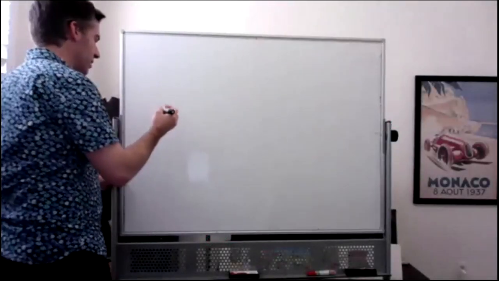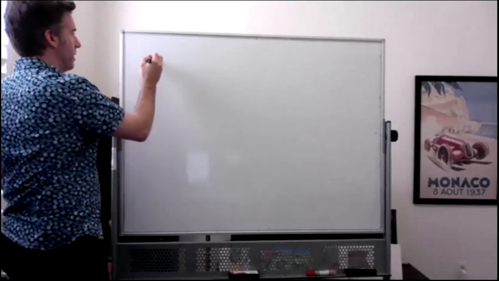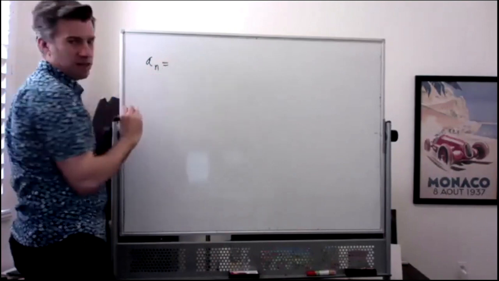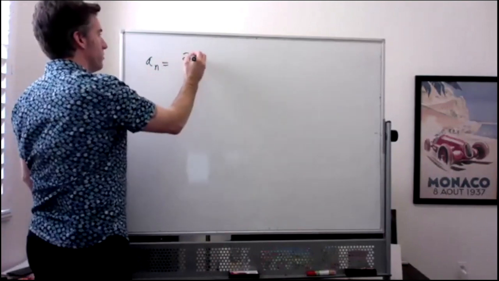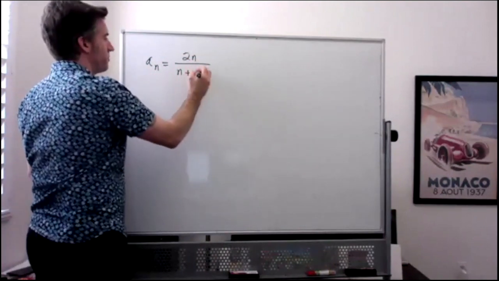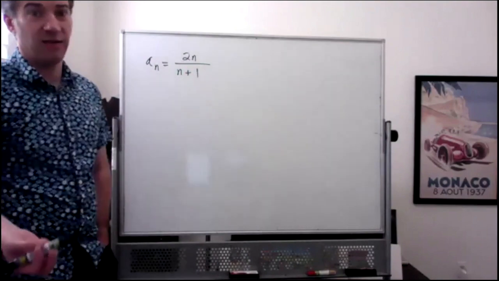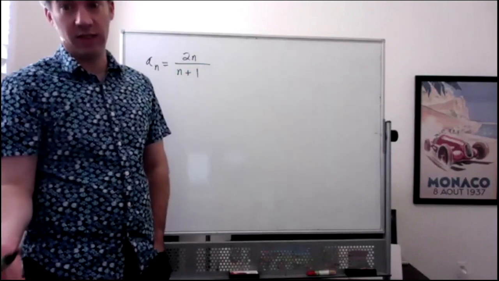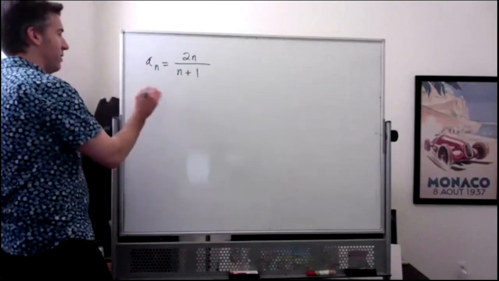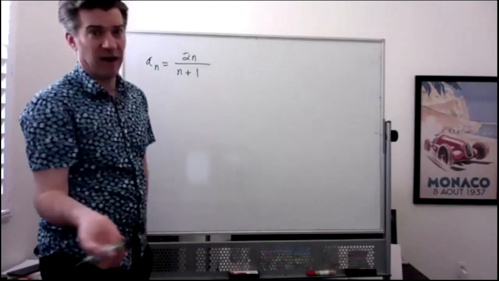So let's say we have a very straightforward, easy sequence like the sequence a sub n equal to 2n over n plus 1. And you might be asked to find the first few terms of the sequence. Right, so I was going to find the first few, let's say the first 5 terms.